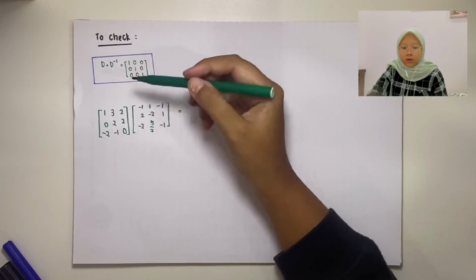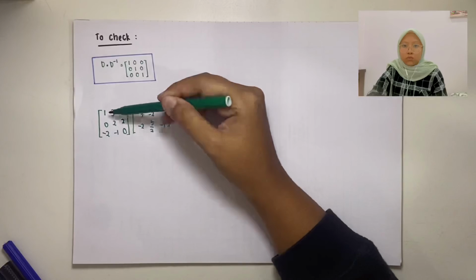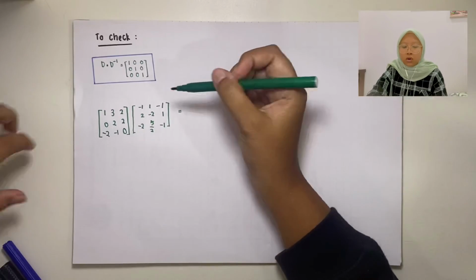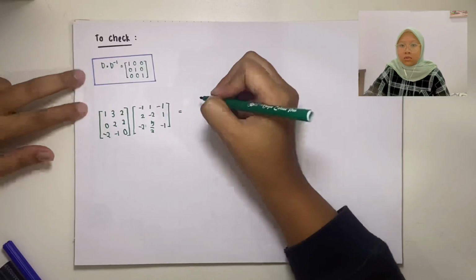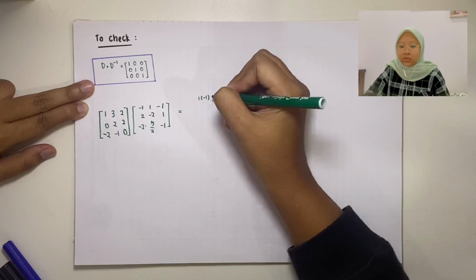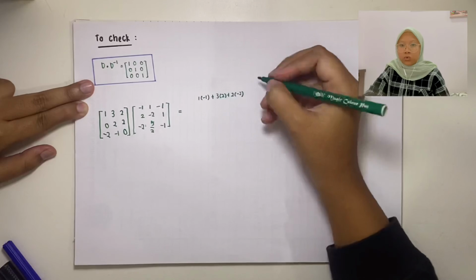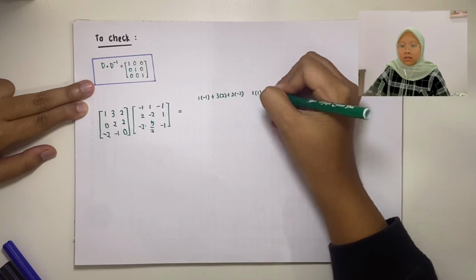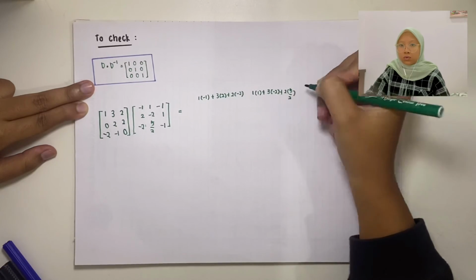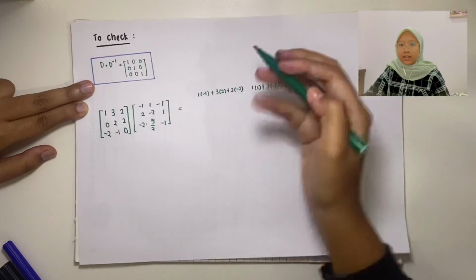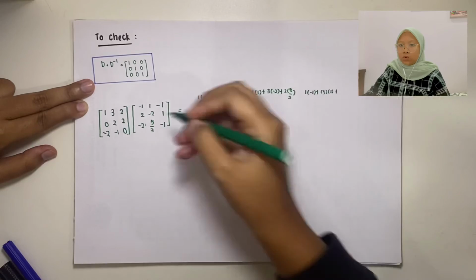First, we calculate for row 1, column 1, row 1, column 2, and row 1, column 3. For row 1, column 1 is 1, negative 1 plus 3, 2 plus 2, negative 2. For row 1, column 2 is 1, 1 plus 3, negative 2 plus 2, 5 over 2. Okay, for row 1, column 3 is 1, negative 1 plus 3, 1 plus 2, negative 1.